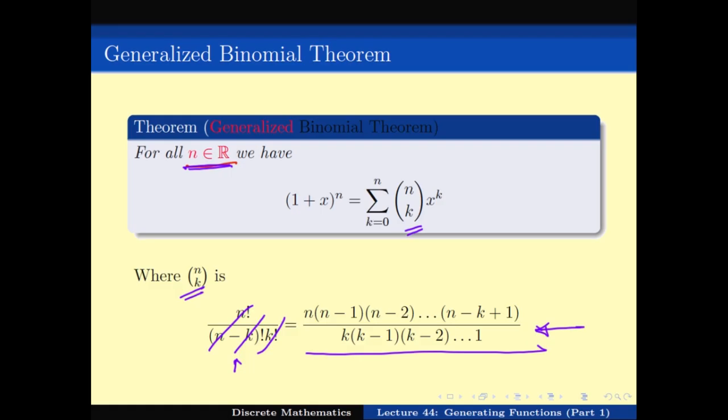So in other words, I claim that there is this theorem called the generalized binomial theorem, where for all n, which is any number, positive or negative, I can prove (1 + x)^n equals the summation from k equals 0 to n of n choose k times x^k, where n choose k is defined as n into n minus 1 into n minus 2 till n minus k plus 1, divided by k into k minus 1 into k minus 2 till 1.